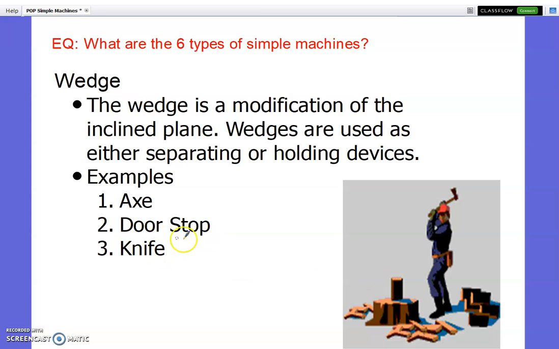Another example would be a doorstop. Like outside the classroom door, we put a wedge at the bottom of the door. It can be removed, it's movable, but it's used to hold things in place in this situation.